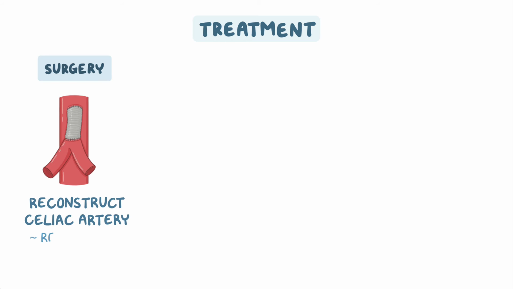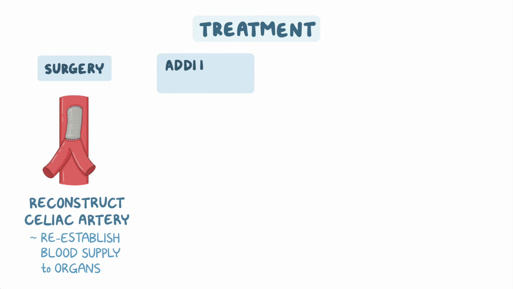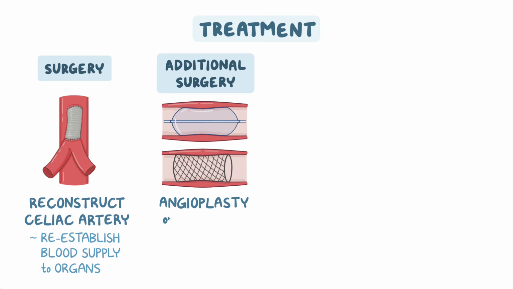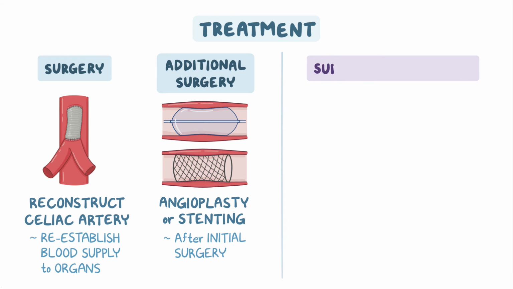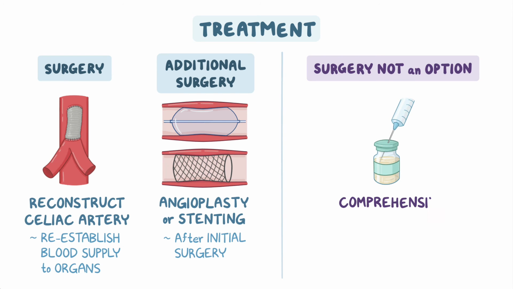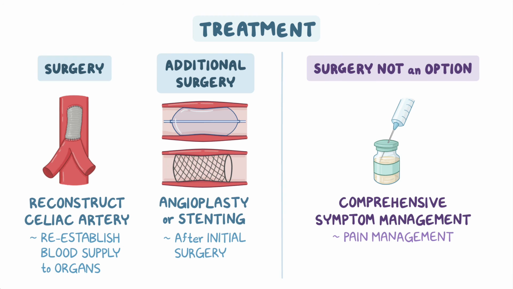Another option is to reconstruct the celiac artery to re-establish blood supply to the organs. In some cases, additional surgery, angioplasty, or stenting may be needed after the initial surgery. When surgery is not an option, comprehensive symptom management is needed, which may include pain management.